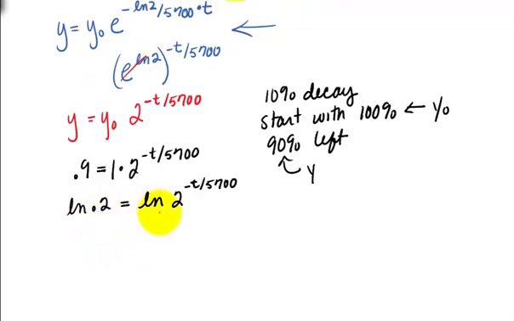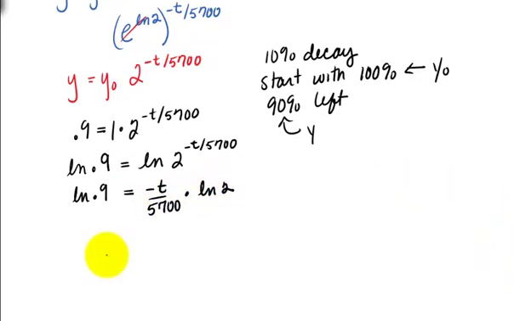Remember, you have to use the logarithms to get this exponent down. So when you do that, you get the natural log of 0.9 equals negative t divided by 5,700 times the natural log of 2. And now we can solve for t. And when we do that, we end up with t is equal to negative natural log of 0.9 divided by natural log of 2 times 5,700.